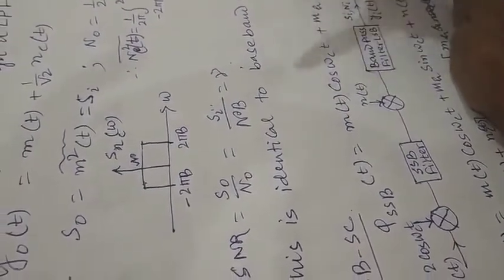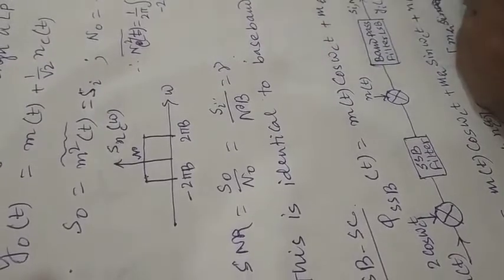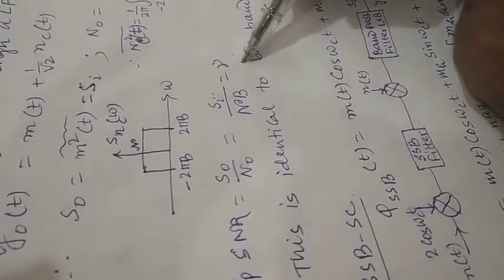That means the DSBSC modulation has somehow been able to handle the noise, because we have done the modulation using DSBSC, but the signal to noise ratio is the same as that of baseband communication.